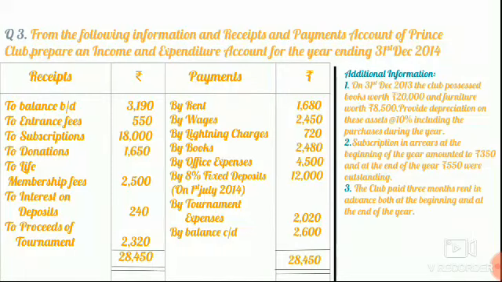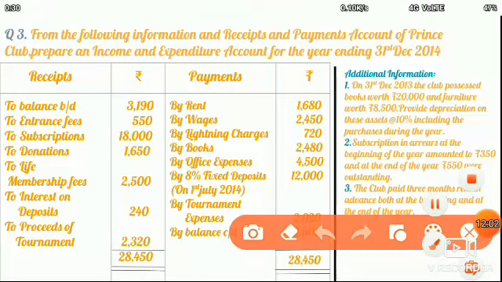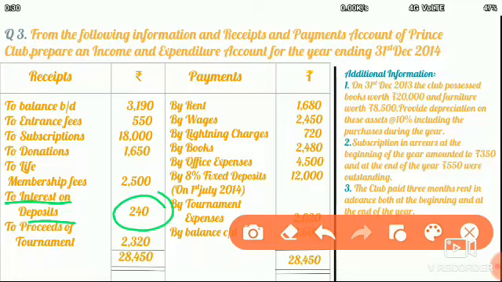Now let us see the next item which requires adjustment. The next item on the income side which may require adjustment is interest on deposit. So let us check whether this 240 is the total interest or not. Because we have to show the total interest in our account, we have to find the total interest. If there is any accrued interest or any excess of interest, we have to adjust that also.